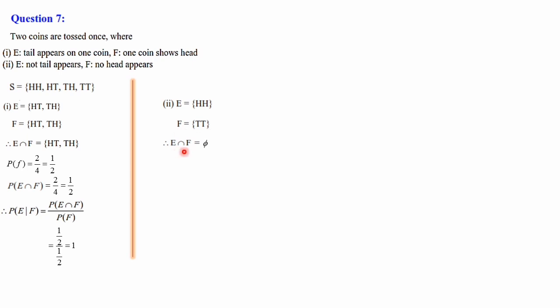E intersection F when we consider, there is no common element. P of F when we calculate, there is only one element out of 4 in the sample space. So 1 divided by 4. Then P of E intersection F, you know that there is no element, so it is 0. P of E given F is equal to P of E intersection F by P of F. E intersection F we know is 0, divided by 1 by 4, that is equal to 0. So P of E given F is 0.